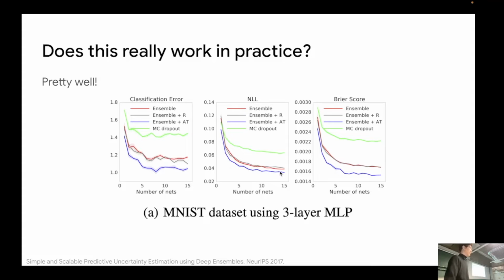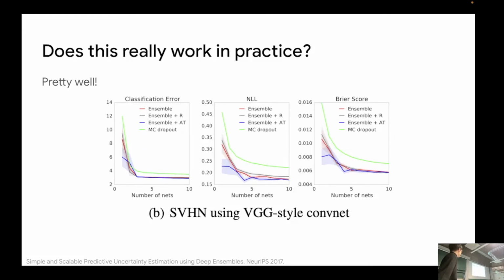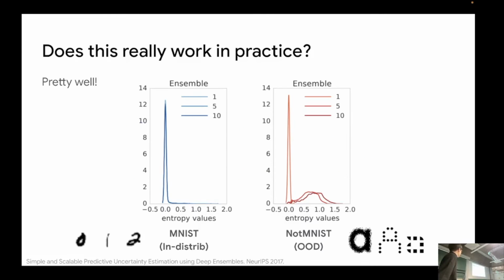Negative log likelihood on the test samples is also good. Brier score is also good. Although with some additional techniques like R, I don't actually remember what R stands for here anymore. AT is adversarial training. With these techniques, you get even better performance here, even better than Monte Carlo dropout, which is another method that I'm going to talk about later on. So they are basically saying it works in practice.